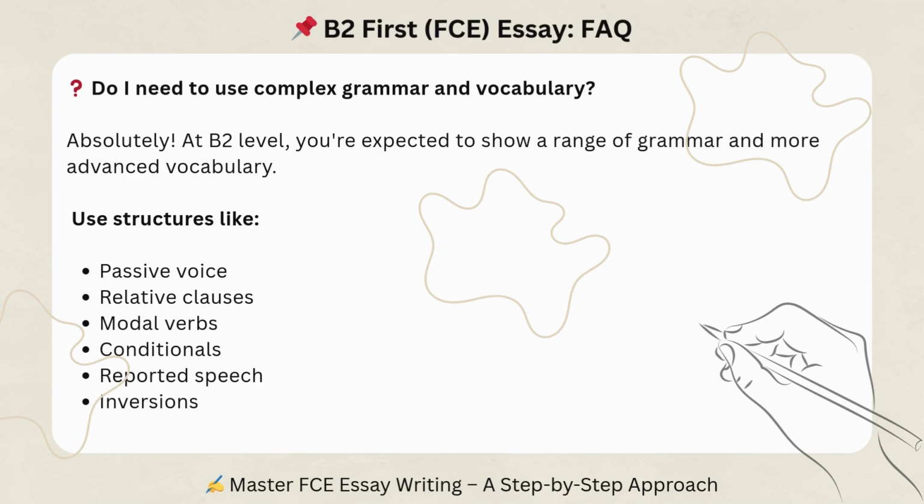Do I need to use complex grammar and vocabulary? Yes. To score well at B2 level, you need to show a good range of grammar and vocabulary. Try using things like passive voice, relative clauses, conditionals, and modal verbs to make your writing more advanced.